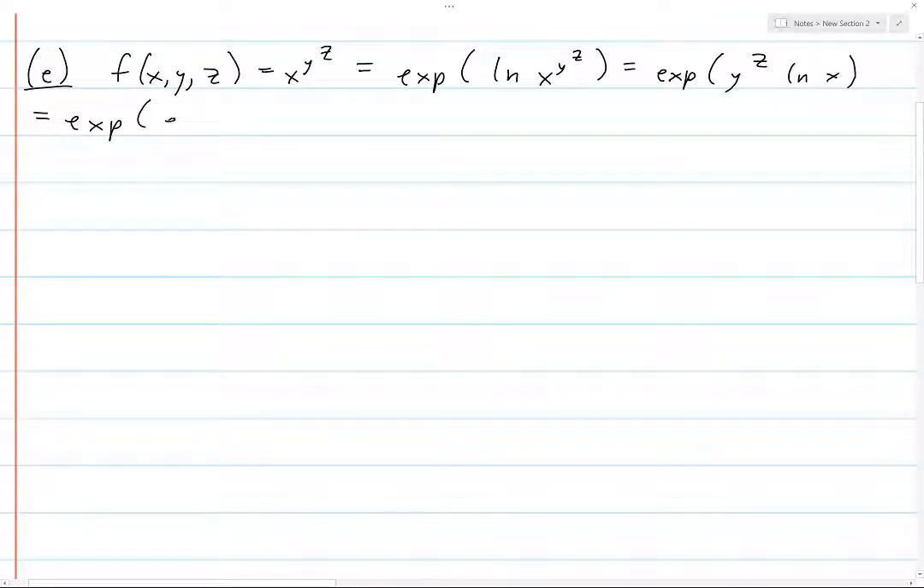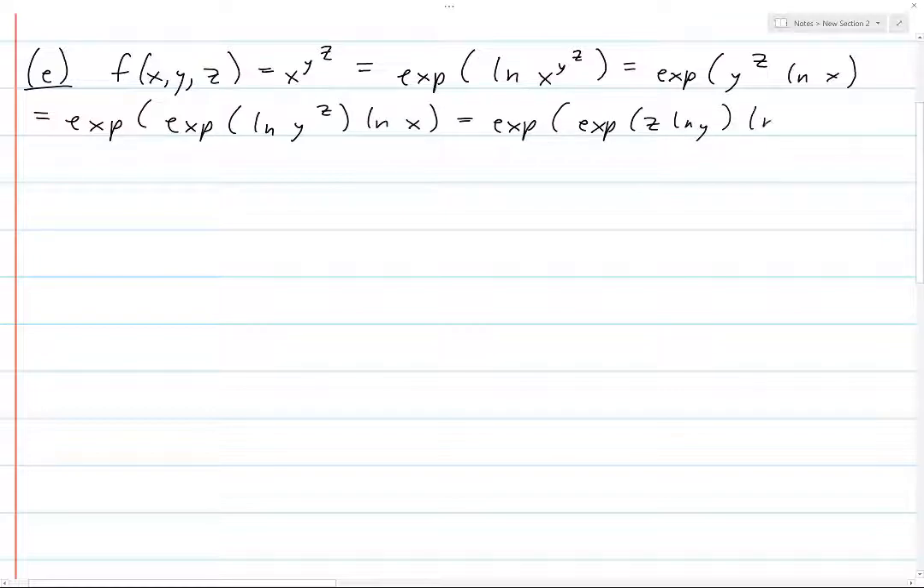Okay, and now if we want to reduce this further, we have to do sort of the same thing again. So we have the exponential of natural log of y to the z and natural log of x. So this is the exponential of the exponential of z natural log y times natural log of x. And so this, of course, is going to be the exponential of, and now we use the projection functions, pi 3 times natural log of pi 2 times natural log of pi 1.